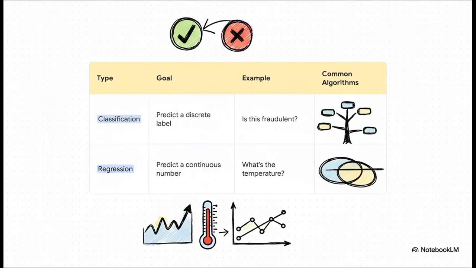And this table here breaks it down even more. For classification, the goal is to predict a distinct label. It's asking questions like, is this transaction fraudulent? A classic yes or no answer. Regression's goal is to predict a number, like what's the temperature going to be tomorrow? The table also shows you some of the common algorithms. You can think of these as the different thinking techniques that each type uses to get to the answer.